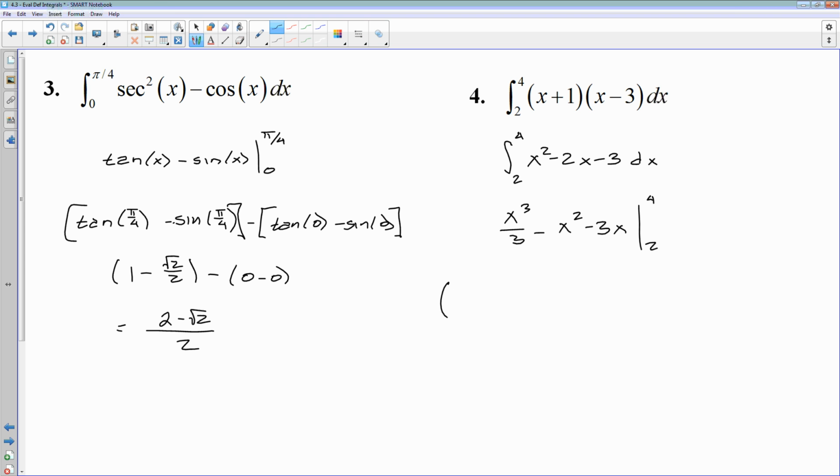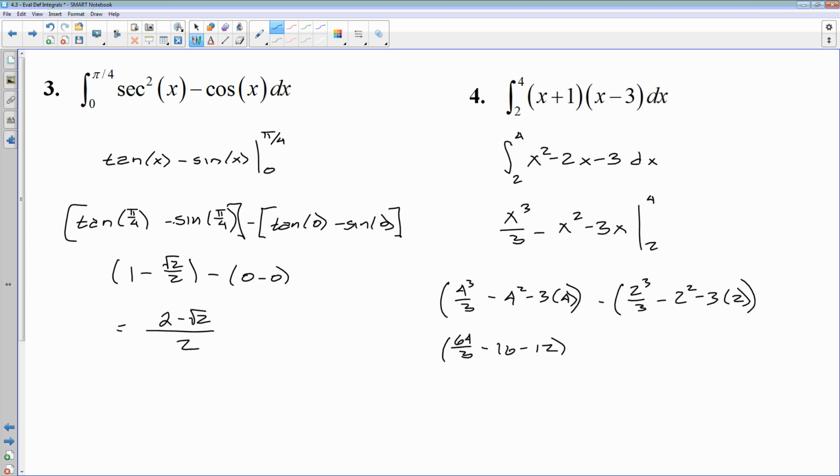All right, so let's plug in 4 cubed over 3 minus 4 squared minus 3 times 4 minus plug in 2. 2 cubed over 3 minus 2 squared minus 3 times 2. Free response question, I stop right there, even though I'm pretty sure I could do 4 cubed and 4 squared and 3 times 4. But free response, you can stop here on the AP exam. Multiple choice, we need to continue. 4 cubed is 64. 4 squared is 16. 3 times 4 is 12.